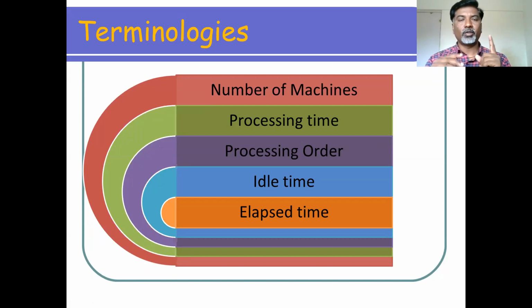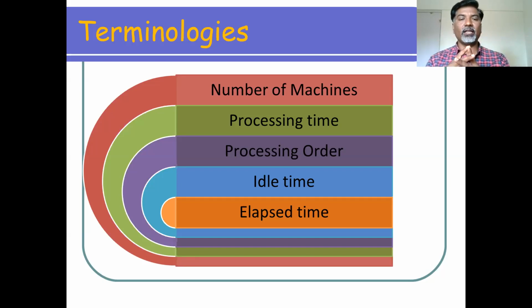Processing time is the amount of time, that may be minutes, days, or any unit, required to complete all the processes of a single job. The third one is the processing order. Processing order is nothing but the sequence in which we are processing the jobs. You have to process the job on the first machine, then on the second machine, then on the third machine. So in what sequence we have to process the job.